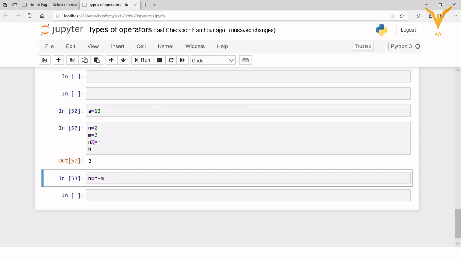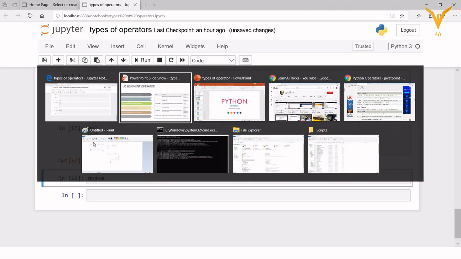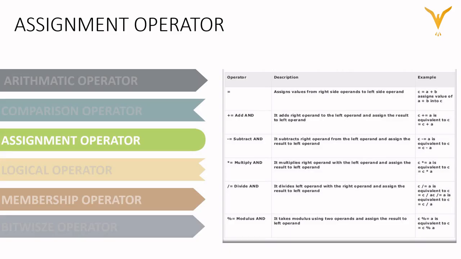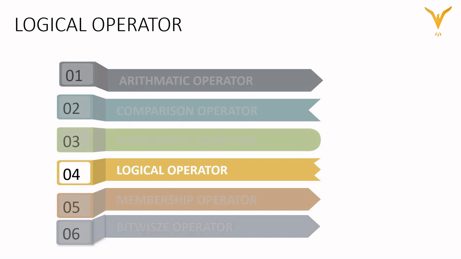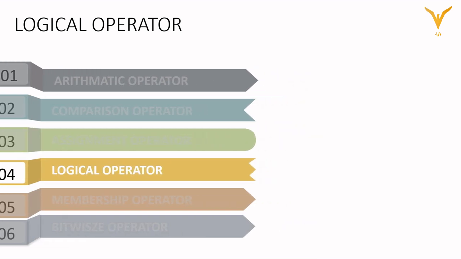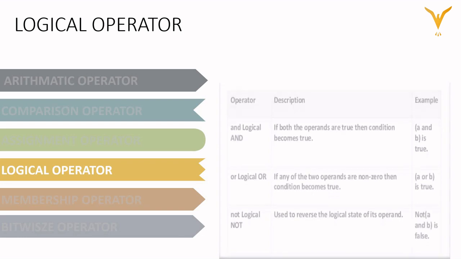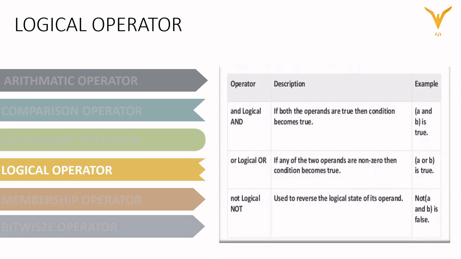Okay, so these were the examples of assignment operators. Next operator is logical operator. Logical operators are used to combine the conditional statements. This also gives you the answer in Boolean value, that is either true or false. It is used to check the two conditions. So we have three logical operators: and, or, and not.